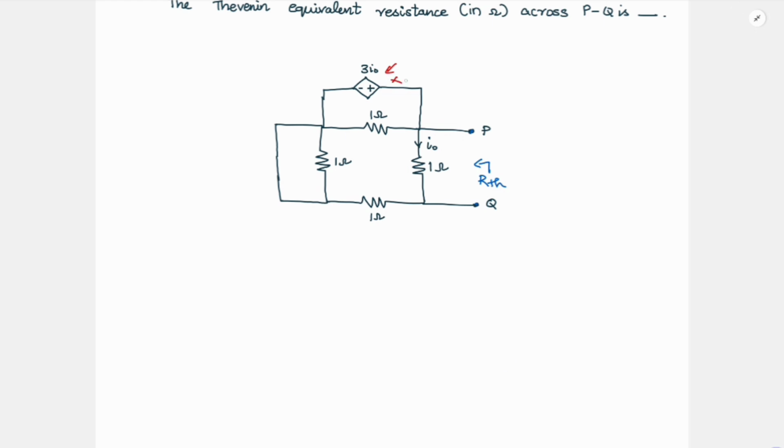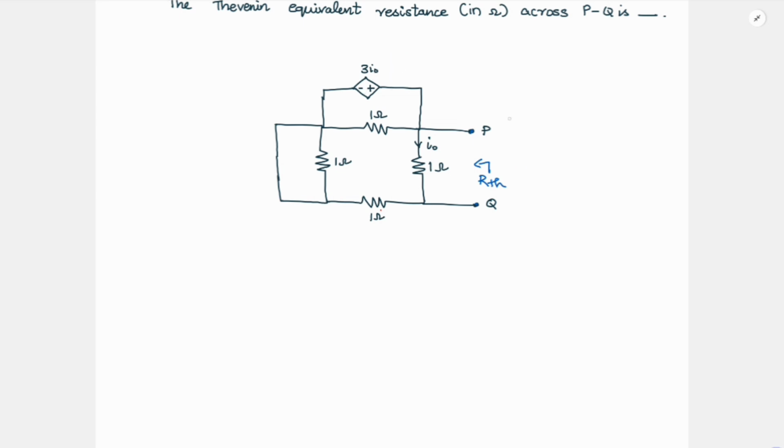So if you did not have this dependent voltage source, you could have just simplified this resistor network, right? So it will be like 1 ohm in series with 1 ohm, which will be 2 ohm, which comes in parallel with another 1 ohm. So your RTH will be just 2 by 3 ohms. But now this 3I0 dependent voltage source is also there.